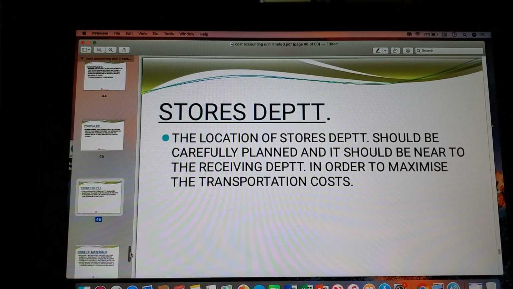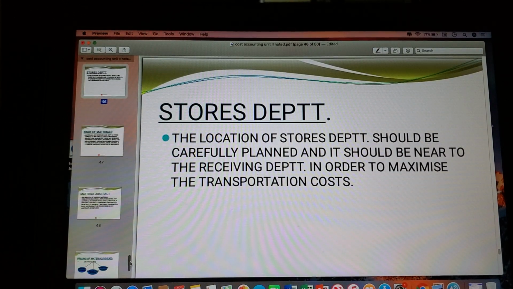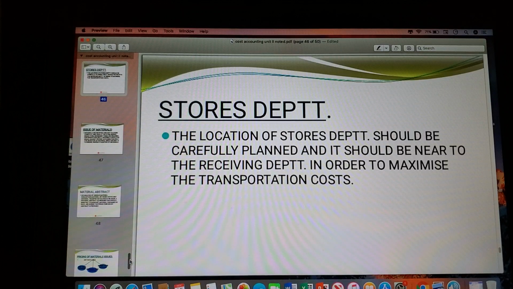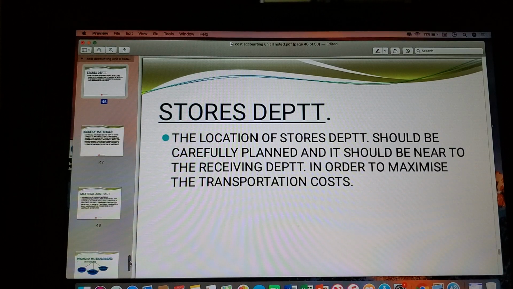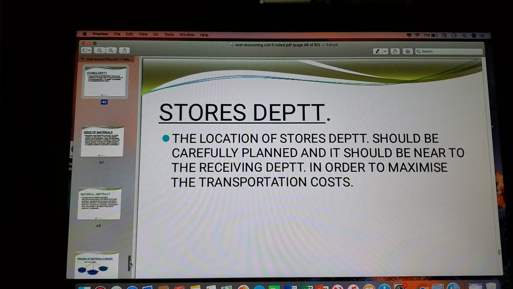Stores department. The location of the stores department should be carefully planned and it should be near the receiving department in order to minimize the transportation costs.